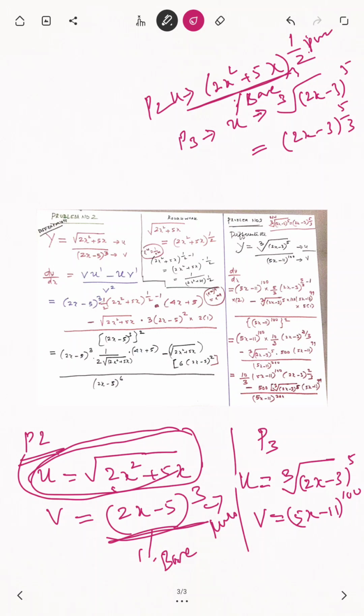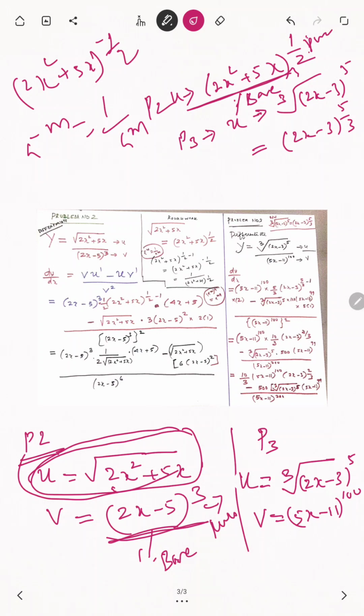2x minus 5 whole cube is there. Then this 1 by 2 is put in. So this is 2x square plus 5x. Half minus 1 is actually minus half only. So it is 2x square plus 5x whole power minus half. It comes down. What is the rule? a power minus m is what? 1 by a power m. This is the law of indices.